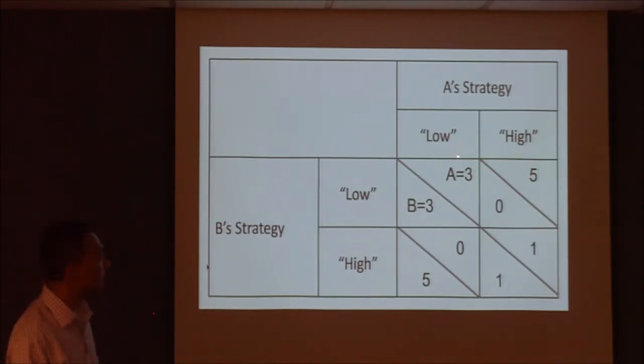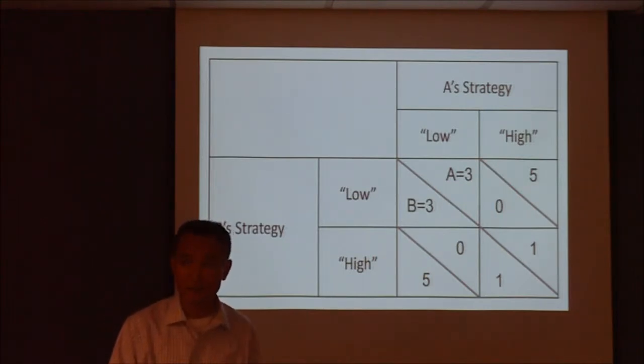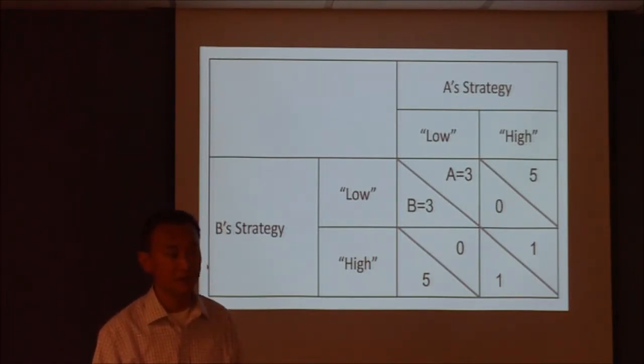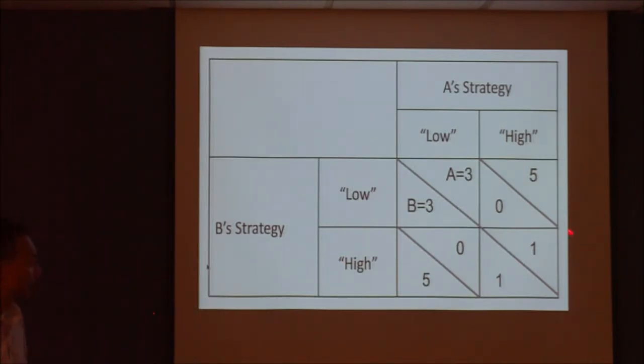So if you are A, we call high the dominant strategy, because regardless of whether B chooses low or high, your high is always going to get you something better. 5 is bigger than 3. 1 is bigger than 0. So to play high is your dominant strategy. But what happens when you both play high? You get 3. You get very little, right?